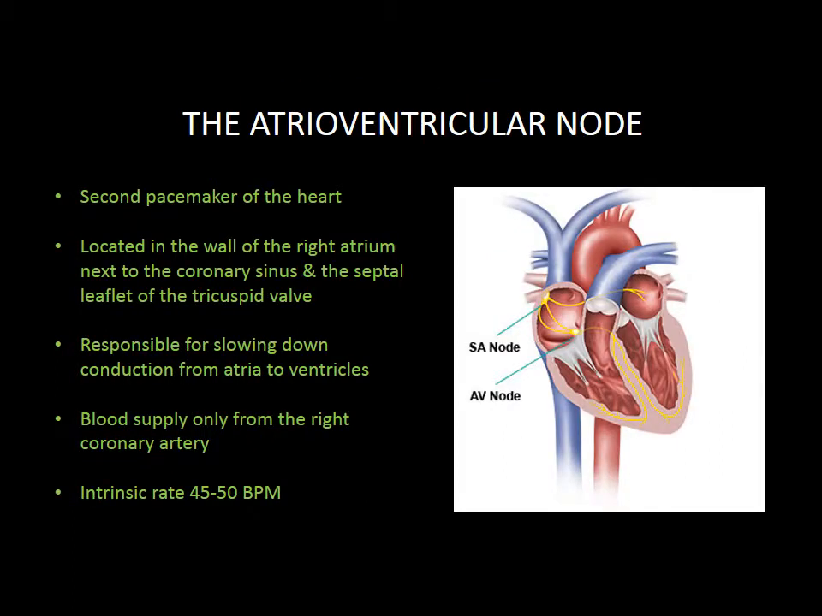The atrioventricular node is the second pacemaker of the heart. It is located in the wall of the right atrium next to the coronary sinus and the septal leaflet of the tricuspid valve. It's responsible for slowing down conduction from the atria to the ventricles. It gets its blood supply only from the right coronary artery, and its intrinsic rate is between 45 and 50 beats per minute. Let's move on to the next slide.